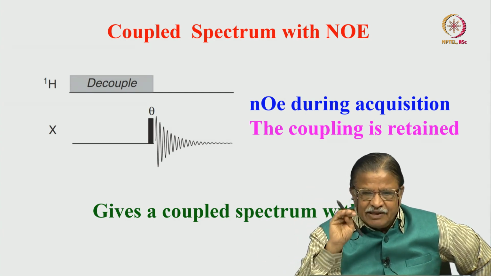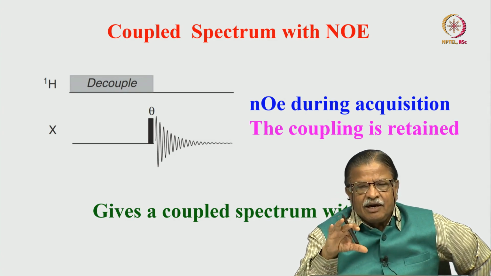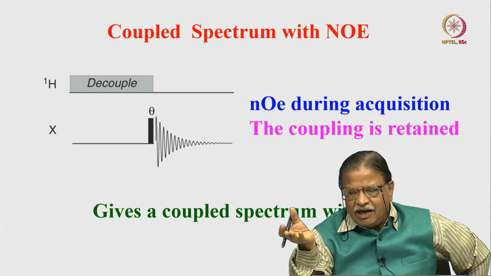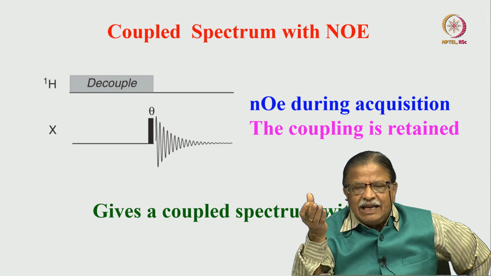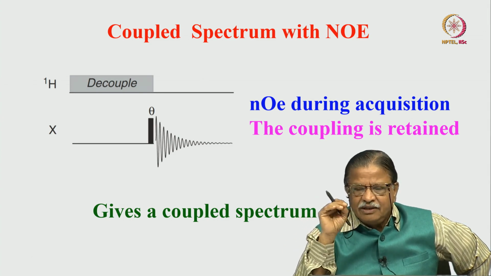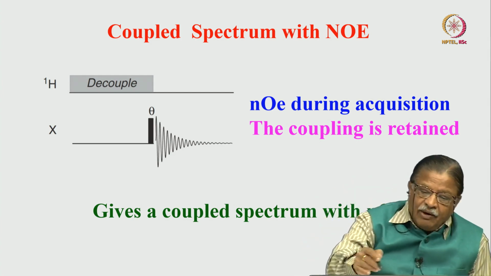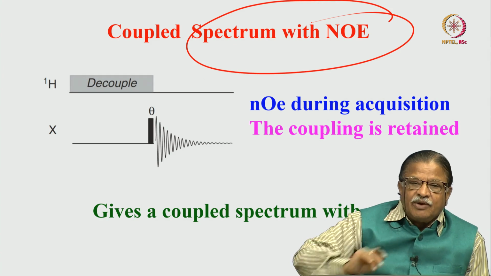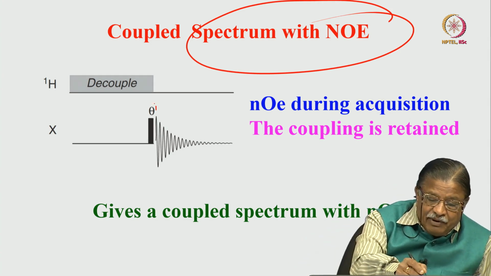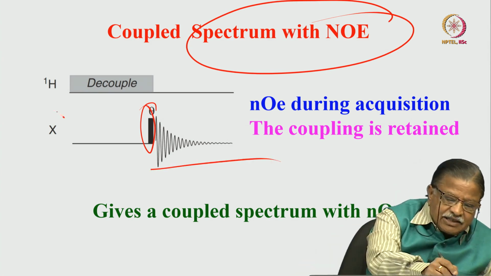But please remember, NOE is an enhancement of the signal because of decoupling of one nucleus. Then the neighboring carbon will have an enhanced signal intensity. This is because of the Overhauser effect, called the nuclear Overhauser effect. I will discuss this later. So, now I can have a coupled spectrum with NOE, meaning I am going to apply a radio frequency pulse and collect the signal on carbon 13. X is carbon 13 for me.